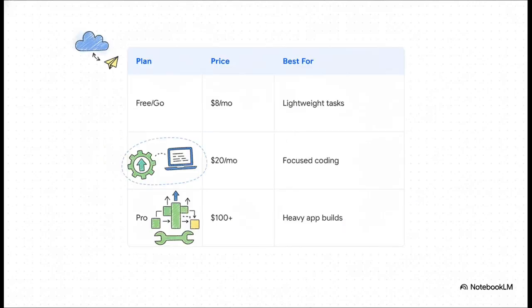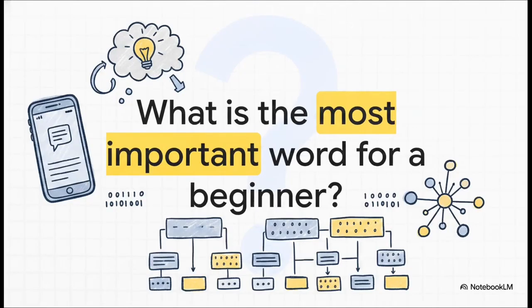Let's quickly talk logistics and pricing, because this really dictates how you're going to use the tool. There's a free or Go tier at $8 a month, great for super lightweight tasks. Way up at the high end, you've got Pro plans running anywhere from $100 to $200 a month, and that's for heavy, fully autonomous app builds. But listen, for beginners who are just learning the ropes, the $20 a month Plus plan is the absolute sweet spot. It gives you exactly what you need for focused, meaningful coding sessions without constantly hitting those really frustrating usage limits.